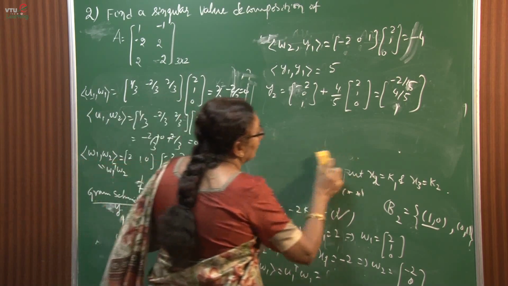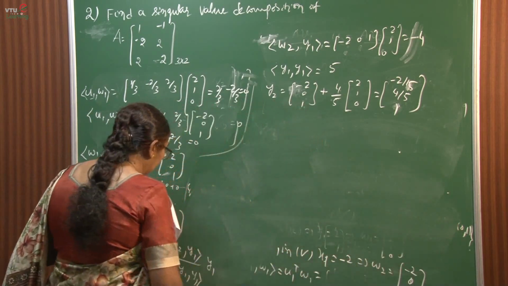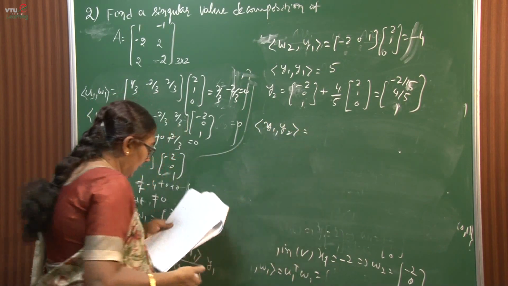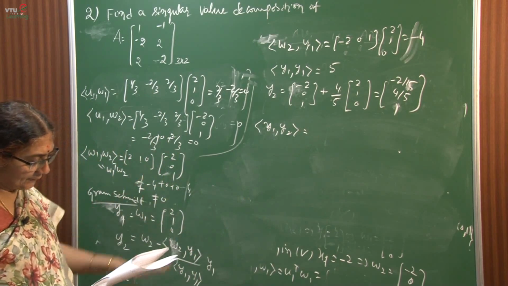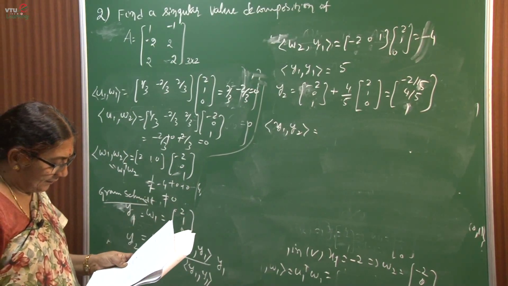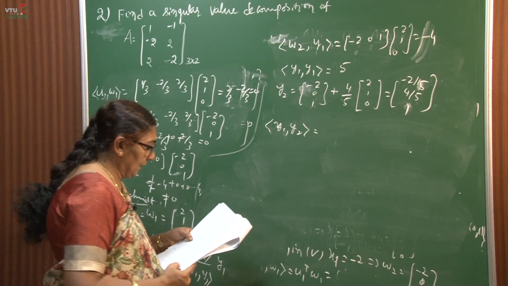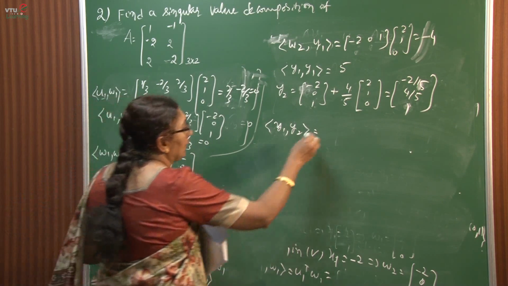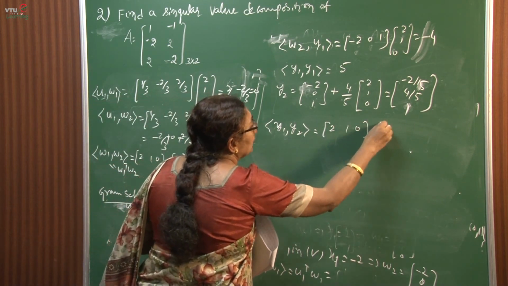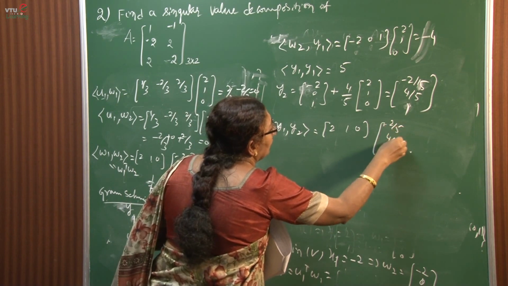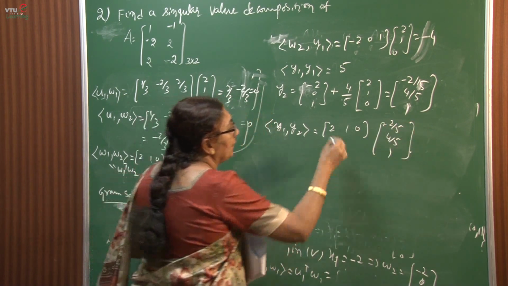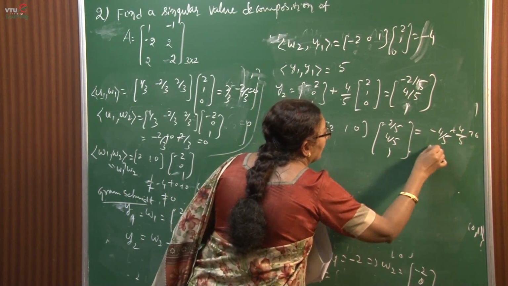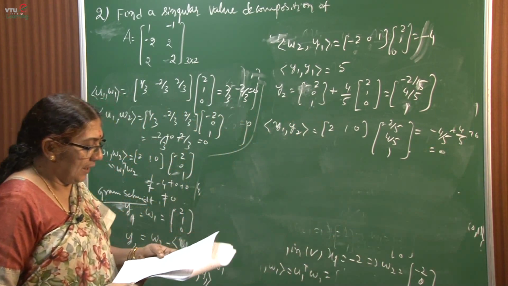Now I have to verify whether these two vectors are orthogonal, that is, the inner product of Y1 comma Y2. Once you verify this, definitely these two are orthogonal after this step. Now 2, 1, 0 transpose into minus 2 by 5, 4 by 5, 1. Multiply that: minus 4 by 5 plus 4 by 5 plus 0. What we get? 0. Then Y1, Y2 are orthogonal.